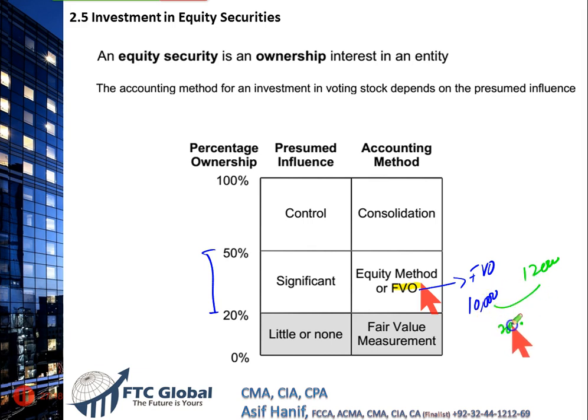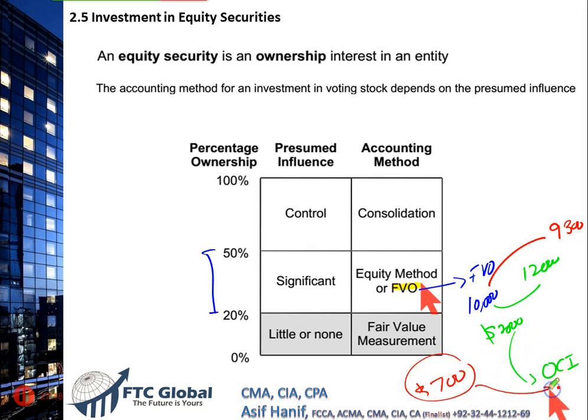this $2,000 gain is recorded in other comprehensive income. It is not a part of your net income. Remember, if you have elected the fair value option, any increase in the value of the investment over the period, or any decrease, yes, there can be a decrease also. Maybe the investment may have fallen to $9,300. In this case, there is a loss of $700. So under fair value option, any gain or loss is reported in other comprehensive income.